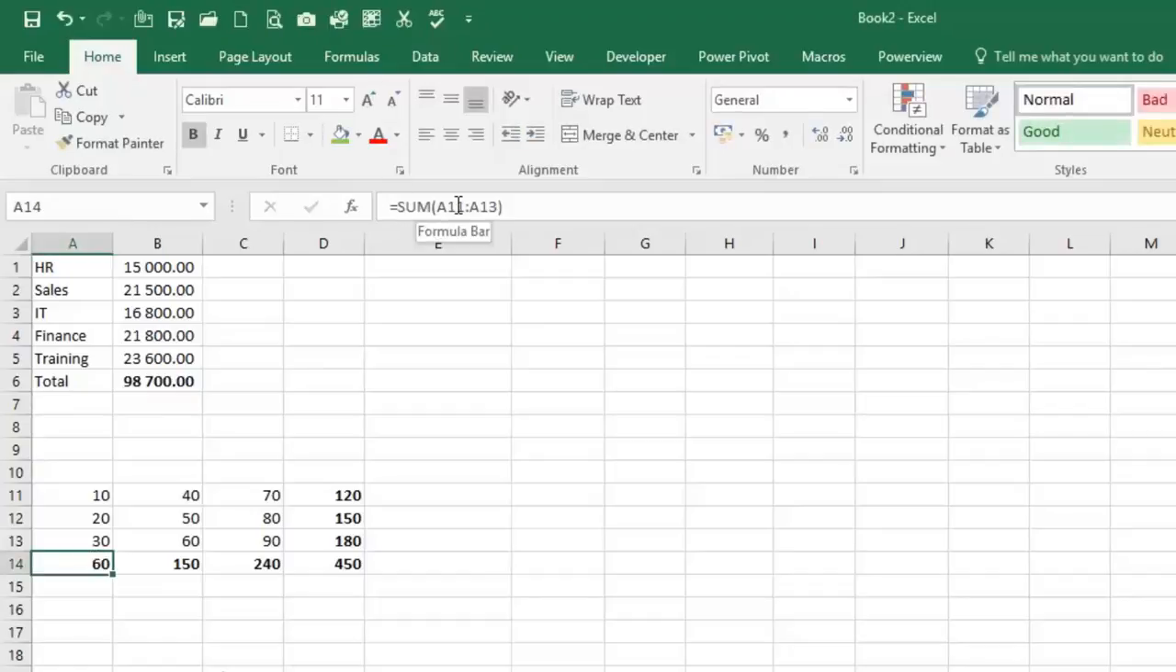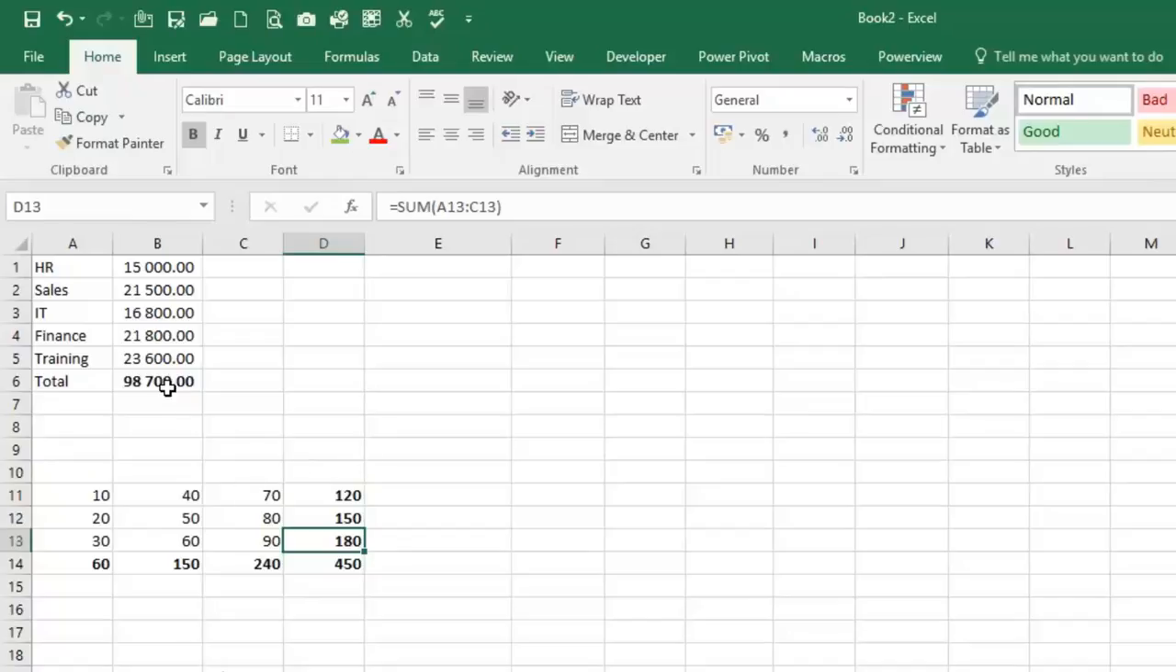Over here, you can see it's summing A11 to A13. And then it changes to a B because we're now in column B, and it changes to a C because we're now in column C. This is referred to as relative copying. The same would apply to rows. This is adding row 11, row 12, row 13, row 14, etc. This is referred to as relative copy.